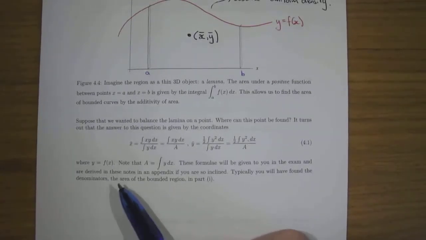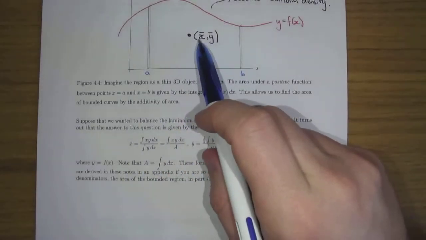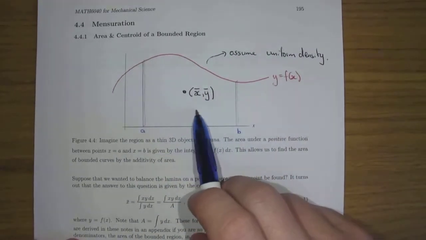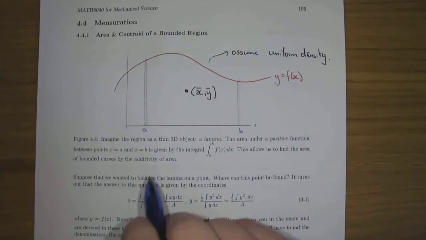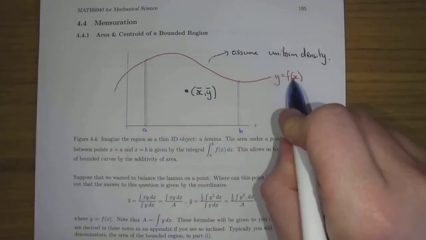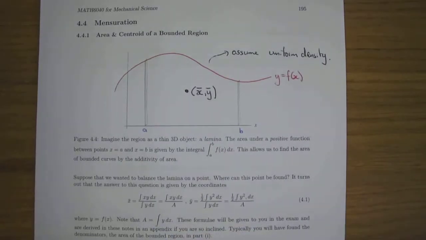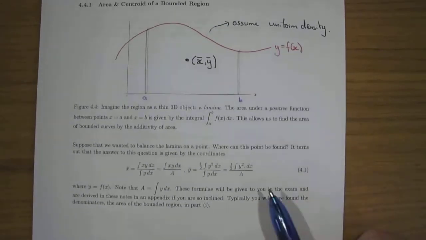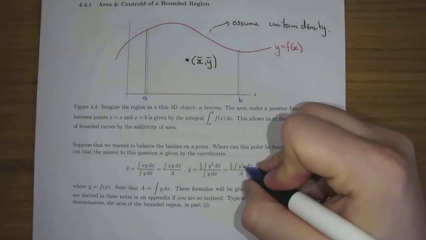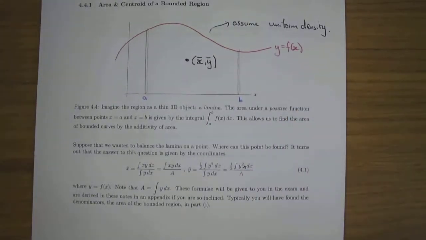So it turns out that the x coordinate of the centroid, or the center of gravity, is the integral from a to b of x times y, where y is this curve, divided by the integral of y. And of course the integral of y is nothing but the area. The y coordinate is slightly more complicated. It's half the integral of y squared divided by the area. If you want to see where these formulas come from, you can find this appendix. Usually you will have found the area in a previous part of the question.